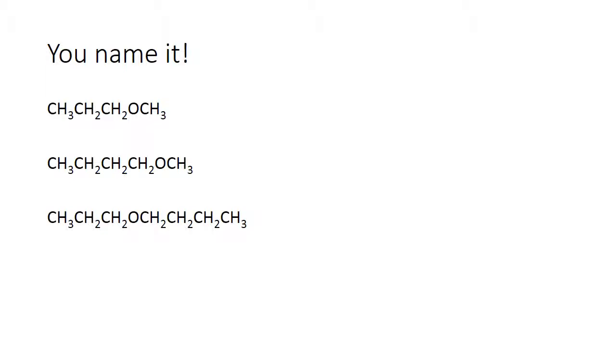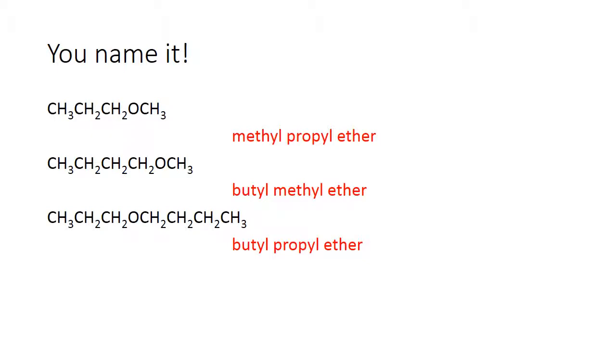The first one would be named, because you have propyl and methyl and M comes before P, you would name it methylpropyl ether. The second one is a butyl group and a methyl, so it's going to be butyl methyl ether. And this last one has both a propyl group and a butyl group, and B comes before P, so it's butyl propyl ether.